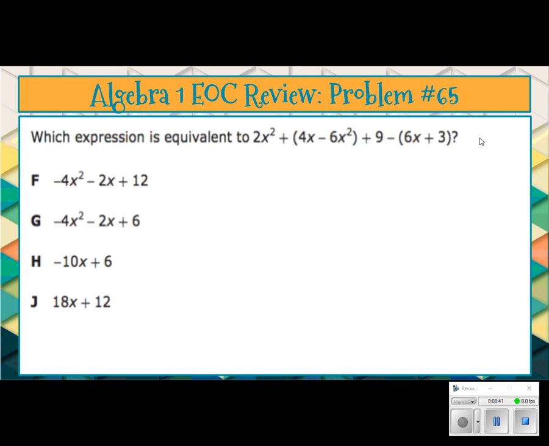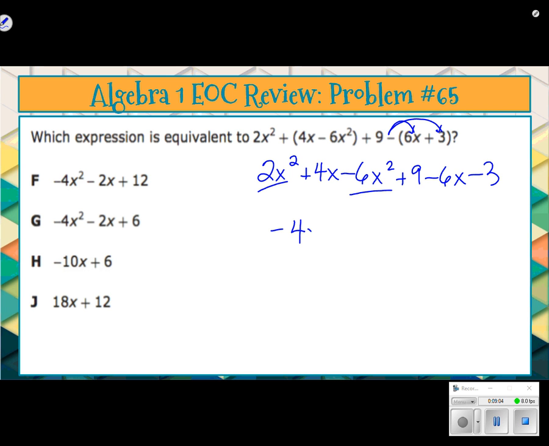All right, here's problem number 65. All right, so we have to distribute the negative here and then combine like terms. So we got 2x squared plus 4x minus 6x squared plus 9 minus 6x minus 3. So I've got 2 minus 6 is negative 4x squared. I've got 4 minus 6 is minus 2x, and I've got 9 minus 3, which is 6. That's going to lead me to choose G as my final answer.